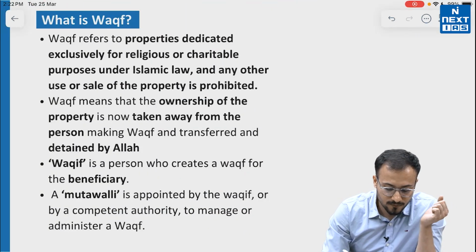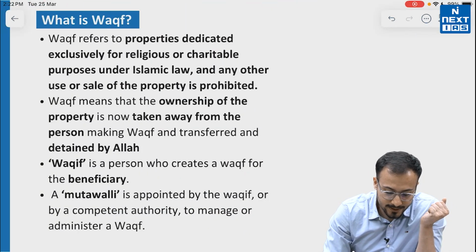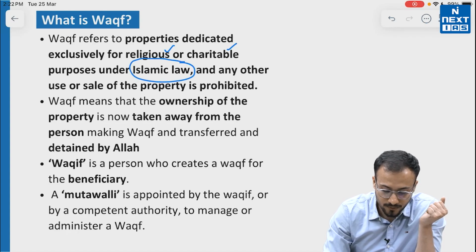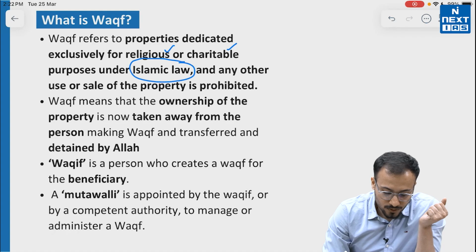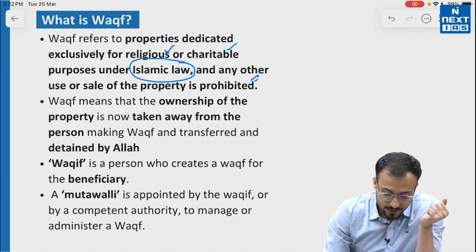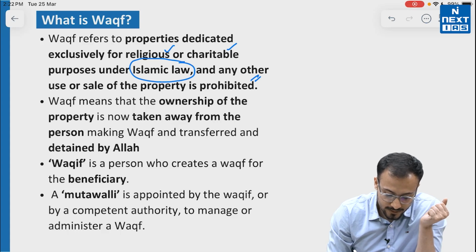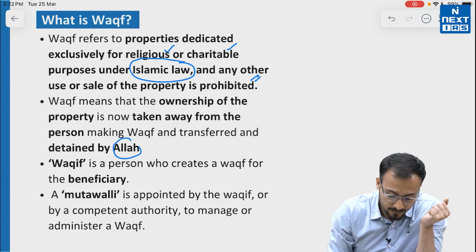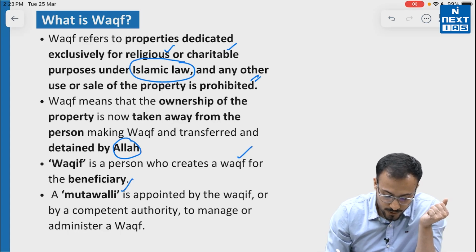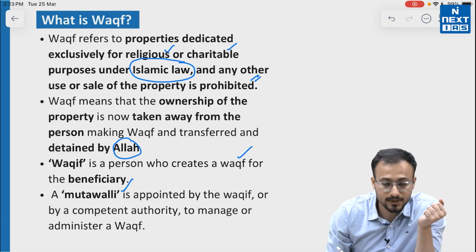what is Waqf? Waqf refers to properties dedicated exclusively for religious or charitable purposes under Islamic law, and any other use or sale of the property is prohibited. Waqf means that the ownership of the property is taken away from the person making the waqf and transferred to and detained by Allah. Waqif is the person who creates waqf for the beneficiary. A mutawali is appointed by the waqif or by a competent authority to manage or administer the waqf.